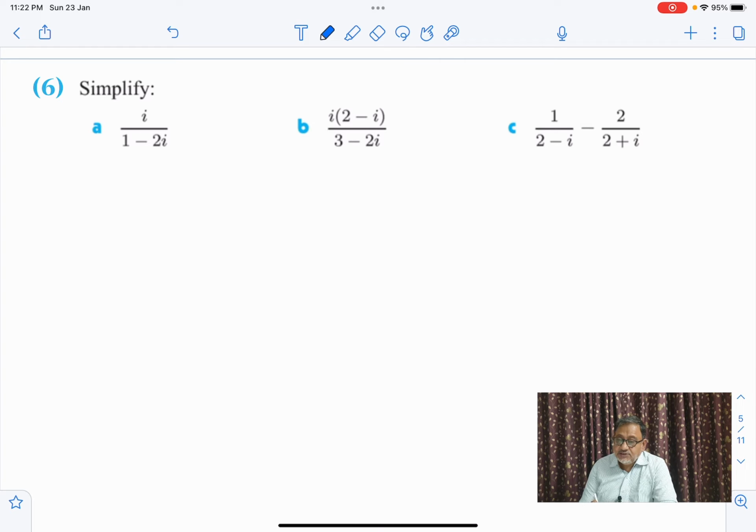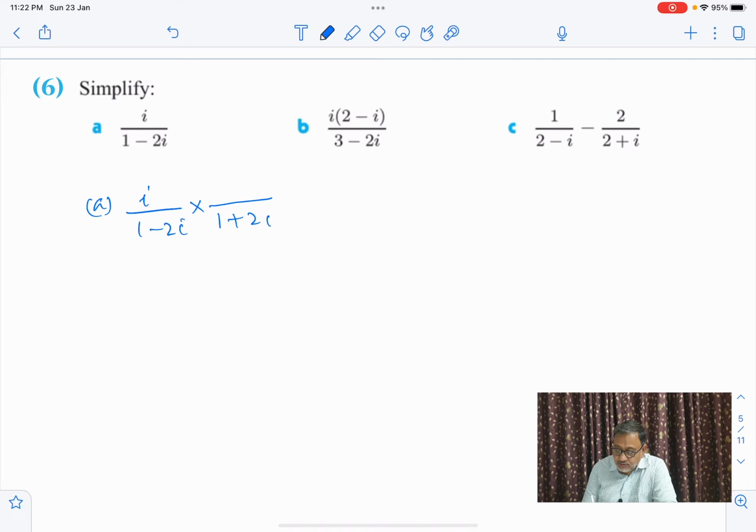Okay, now this question is simplify i over 1 minus 2i. Okay, so the first part, what I will do, I will multiply it by its conjugate, complex conjugate.